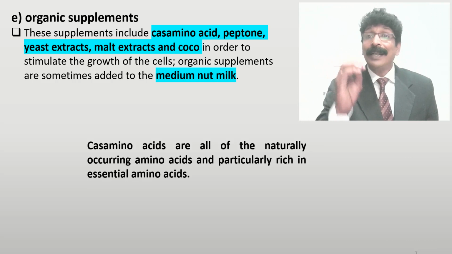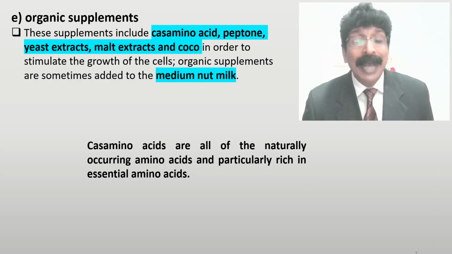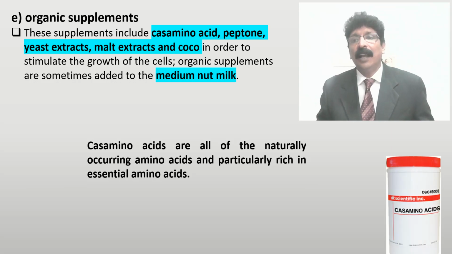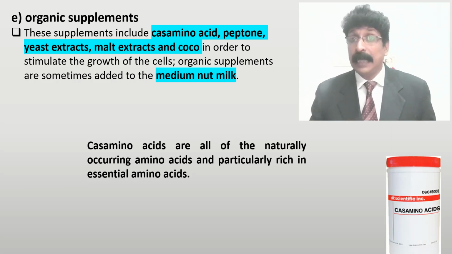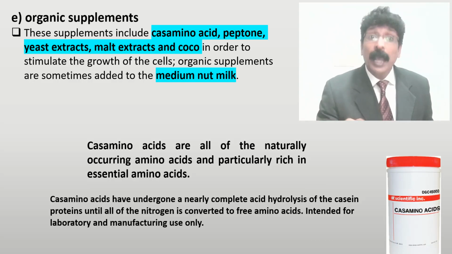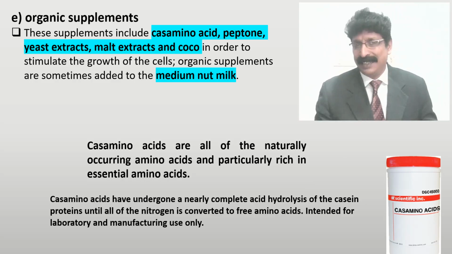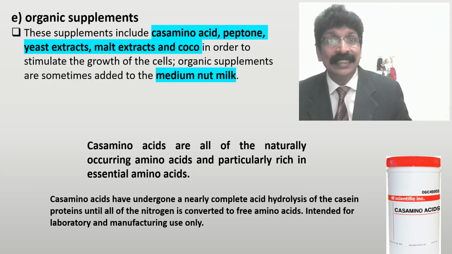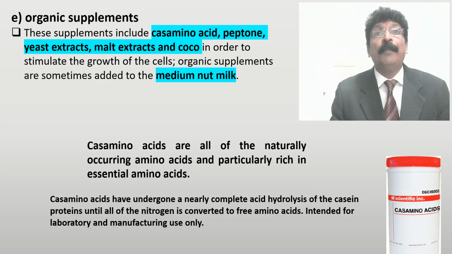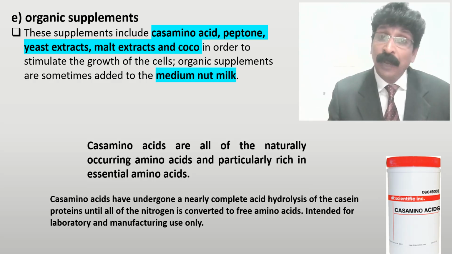Casamino acids are naturally occurring amino acids and particularly rich in essential amino acids. You can see it is available in the market. Casamino acids have undergone a nearly complete acid hydrolysis of the casein. We know casein is a protein which is present in milk, until all the nitrogen is converted to free amino acids, intended for laboratory and manufacturing use only.